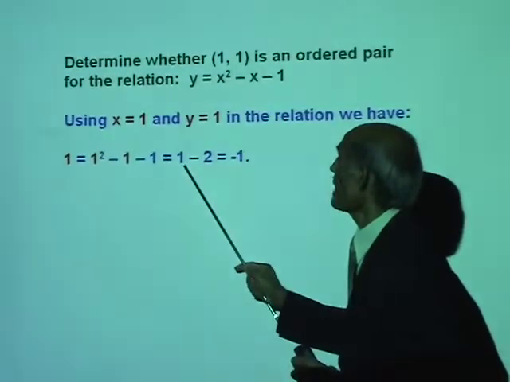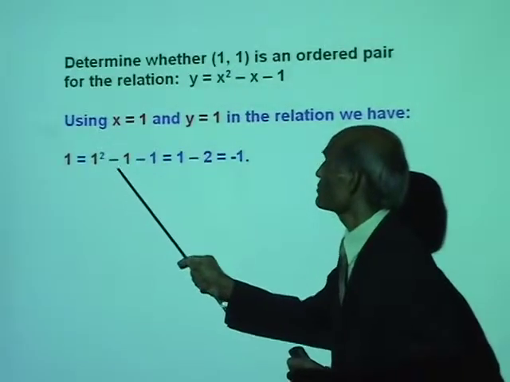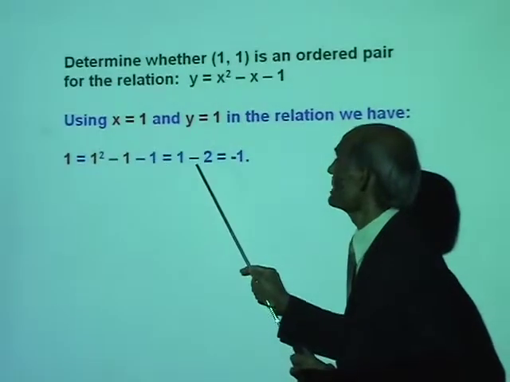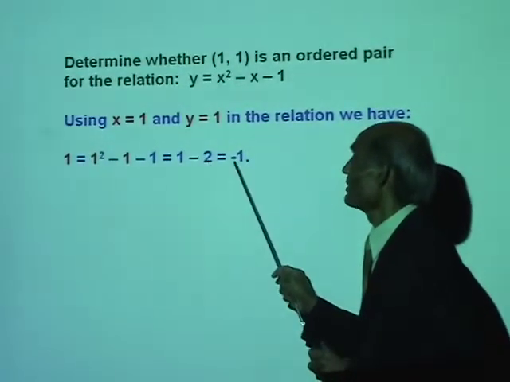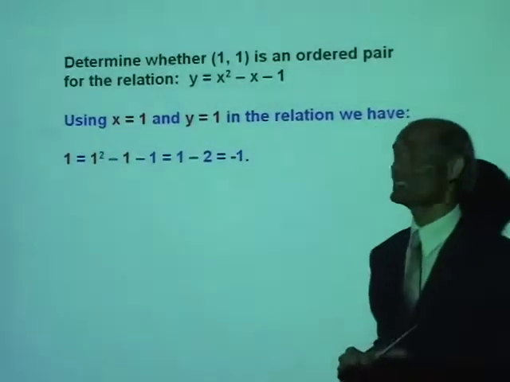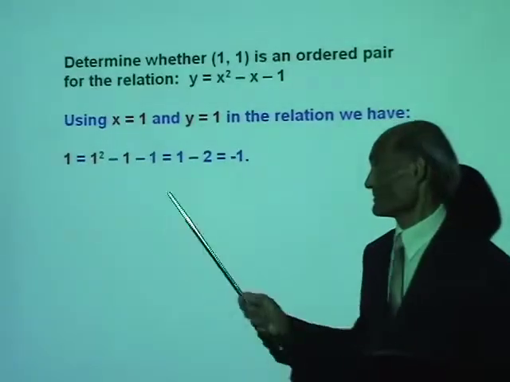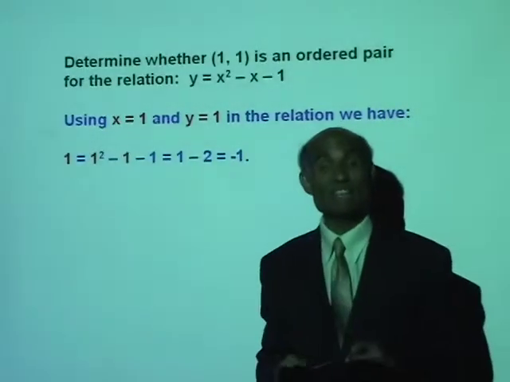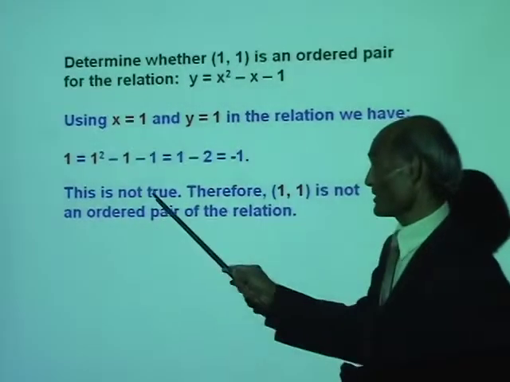1 squared is 1 and minus 1 minus 1. What is minus 1 minus 1? Adding two negative numbers is minus 2. And what is 1 minus 2? 1 minus 2 is negative 1. Is that relation true? Well, the left-hand side is 1. The right-hand side is negative 1. What's your conclusion? Well, this is not true.